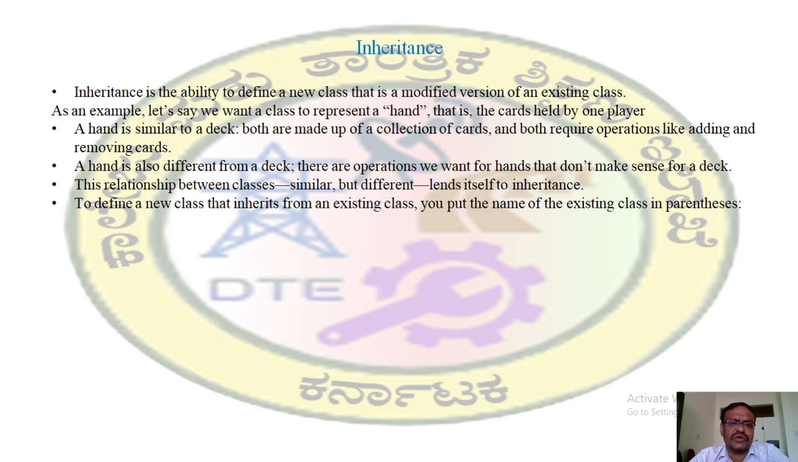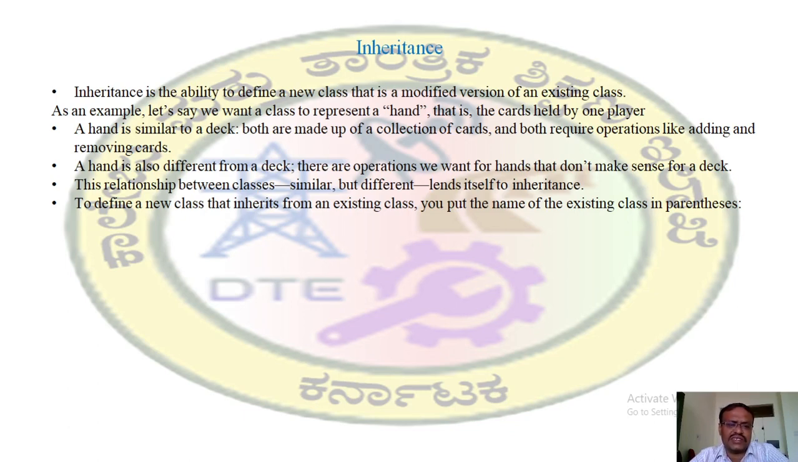A hand is also different from a deck, right? So there are operations we want for hands that don't make sense for a deck. This relationship between classes, similar but different, lends itself to inheritance. So there is a similarity between the deck and the hand, and we can extend the property of a deck into another class called the hand. That property we call inheritance.